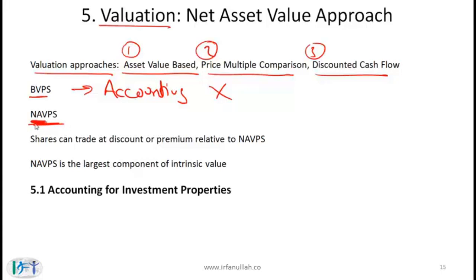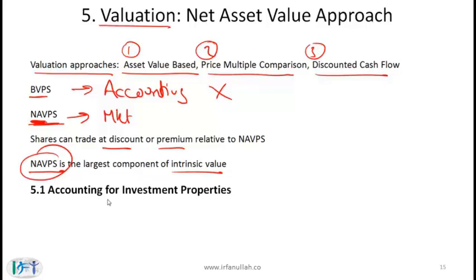You've also heard the concept of NAV when we talked about mutual funds in Level 1. Now NAV is based on market prices or fair value, so that's why this is more relevant. When REITs sell on the stock market, the shares can trade either at a discount or a premium relative to NAV, and we'll talk more about this in subsequent sections. However, the net asset value per share will be the largest component of intrinsic value, and hence it is a key element to estimate when we are doing REIT valuation.